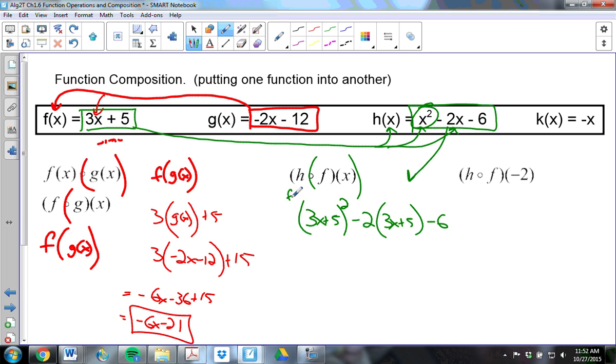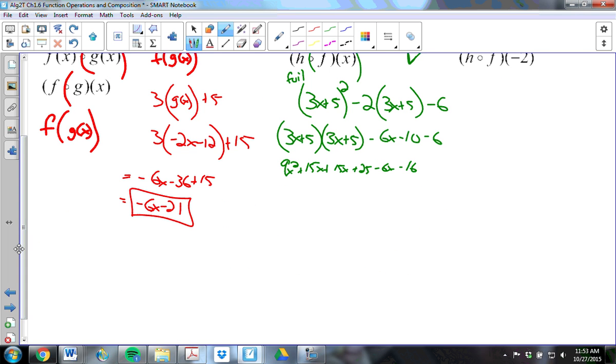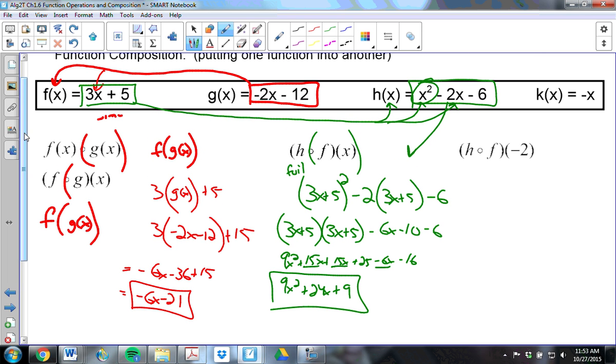This has to FOIL. Please don't just square the 3x and square the 5. You have to do 3x plus 5 times 3x plus 5. That's what it means to square. I'll simplify the rest. So it's 9x squared plus 15x plus 15x plus 25 minus 6x minus 16. I'll simplify a little more. So it's 9x squared plus 30x minus 6x is plus 24x. I just put all these together. And then I'll do 25 minus 16 is 9. That is h of f of x.